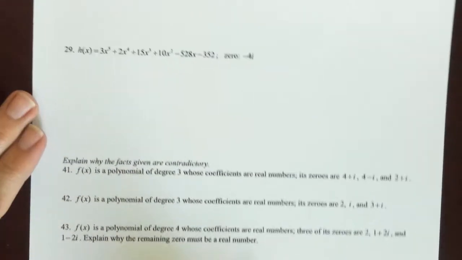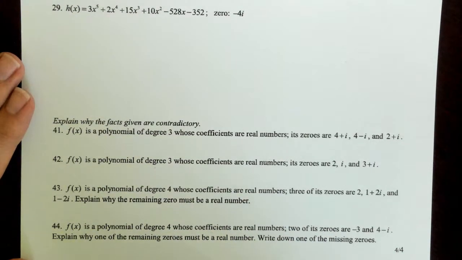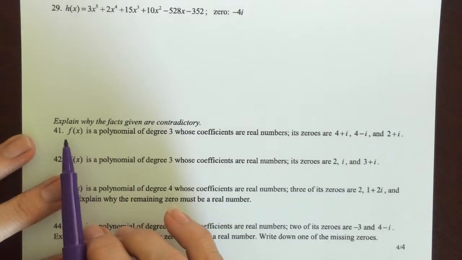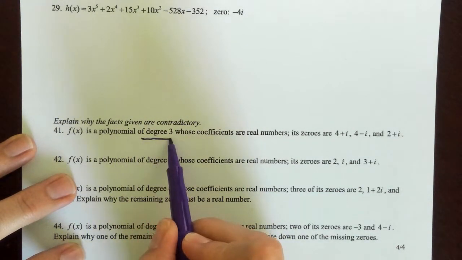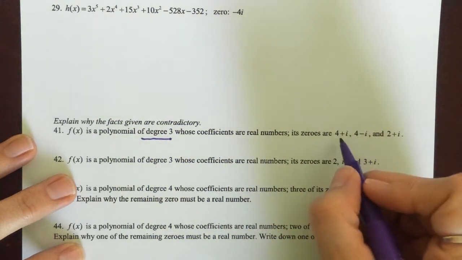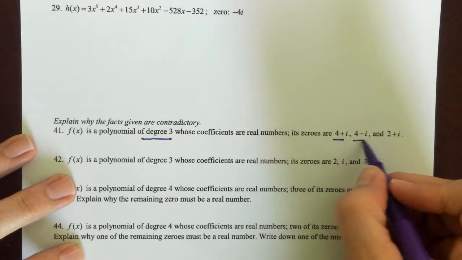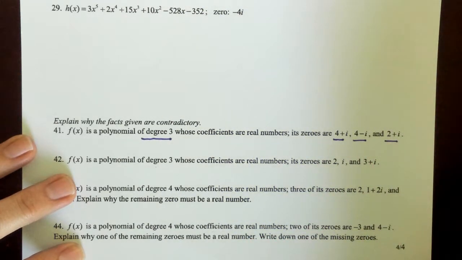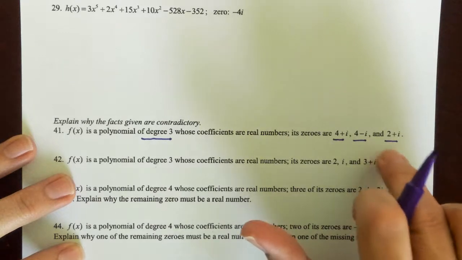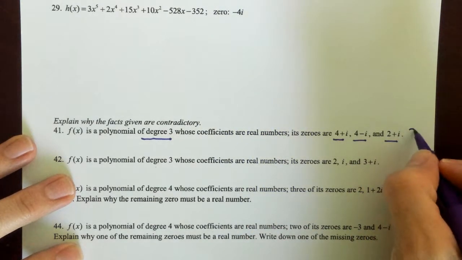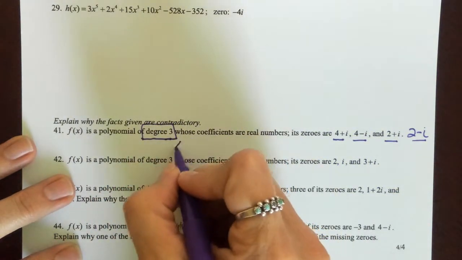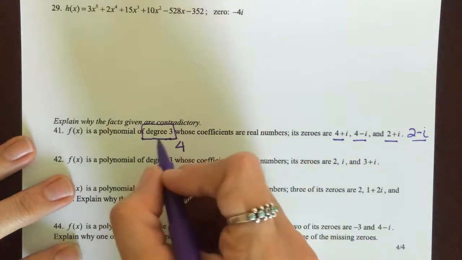At the bottom of the worksheet, on 41 through 43, it says, explain why the facts given are contradictory, meaning why are they false? So on 41, it says, f of x is a polynomial of degree 3. That means I need 3 zeros. It tells me my zeros are 4 plus i, 4 minus i, so those are a conjugate pair. Then they also tell me I have a 0 at 2 plus i. Well, I know if I have a 0 at 2 plus i I need the conjugate pair of 2 minus i. So it can't be a degree 3. It has to be a degree 4, so that's why this is false.